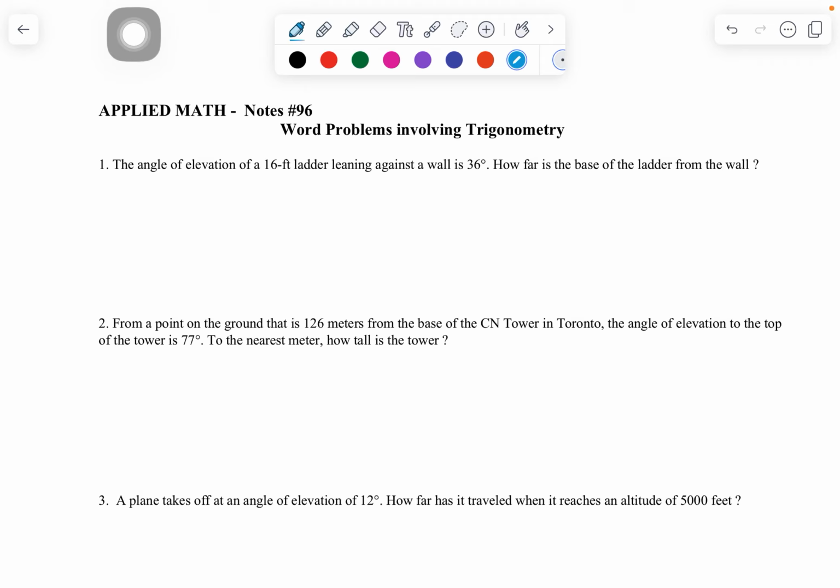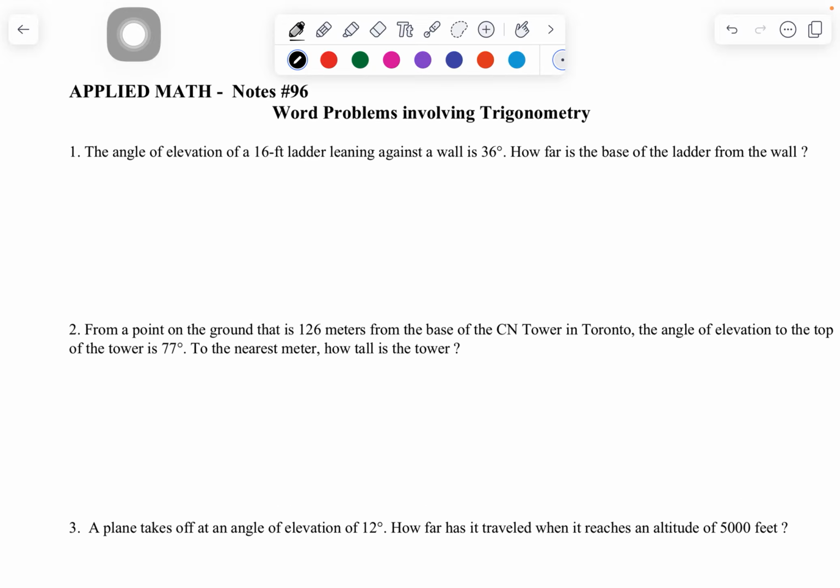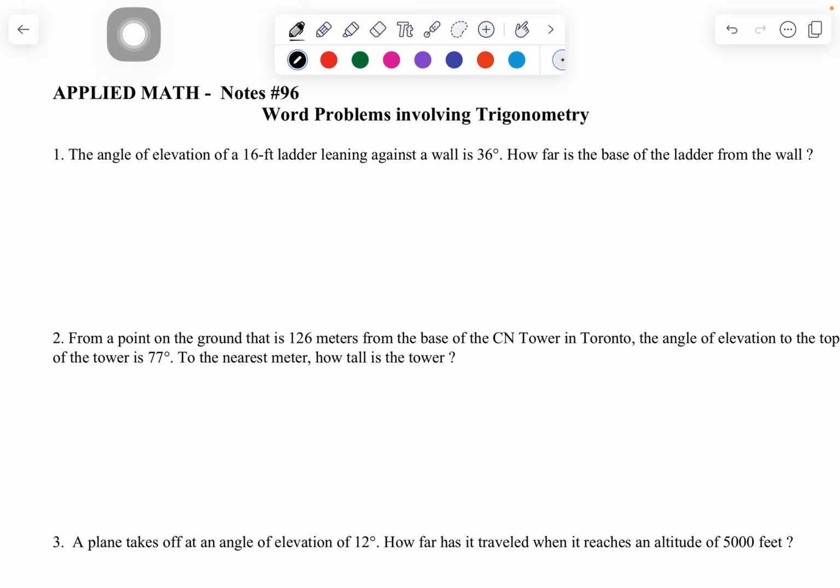All right, this is going to be the video for Notes 96, which is on word problems that involve trigonometry. So we have these lovely word problems, and the big thing that you're going to want to be able to do is to draw a picture, okay?